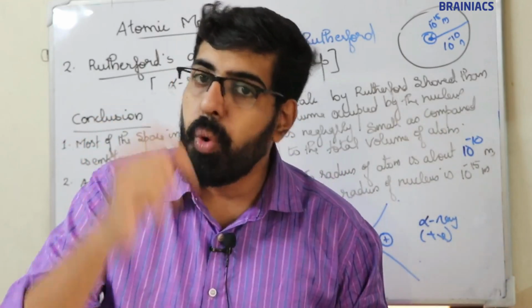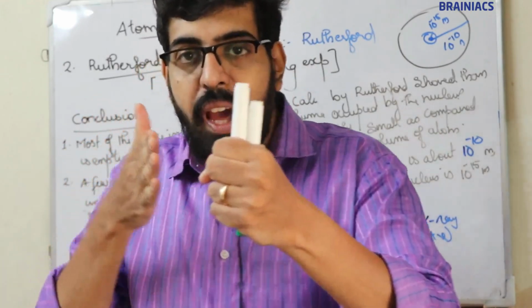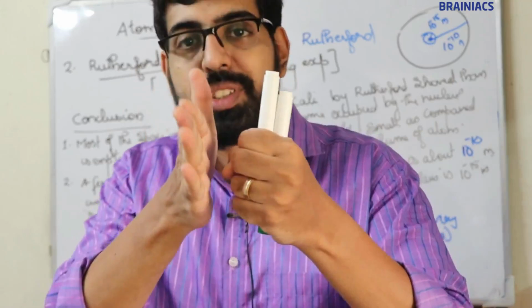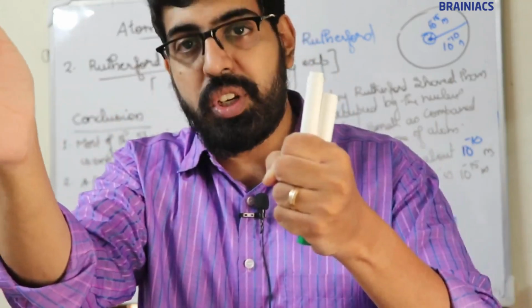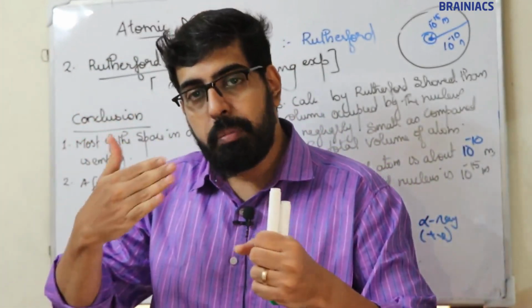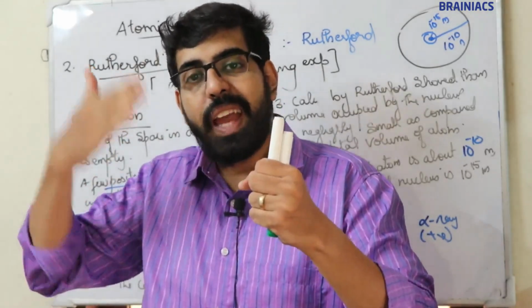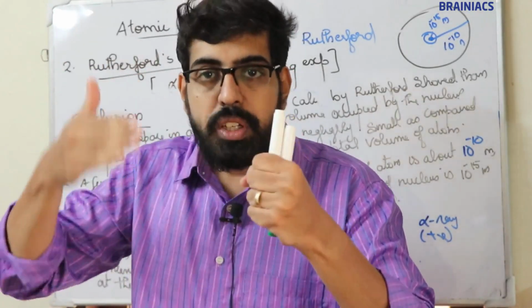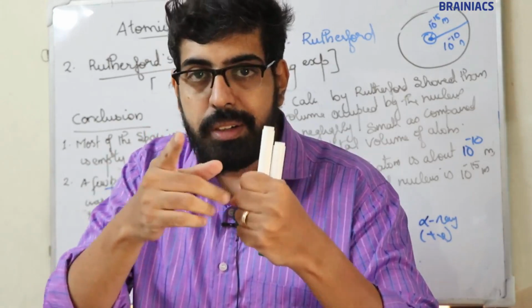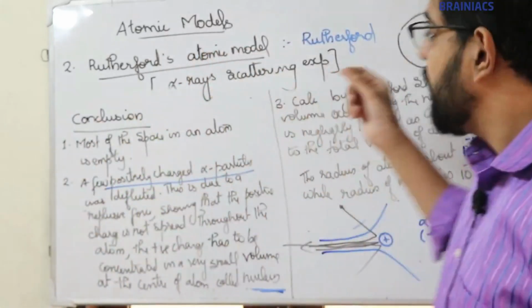Alpha rays are positively charged particles. So if they are deflecting, it means they should come near a positive charge. Only then will they deflect due to repulsion, right? So there is a small positive charge.